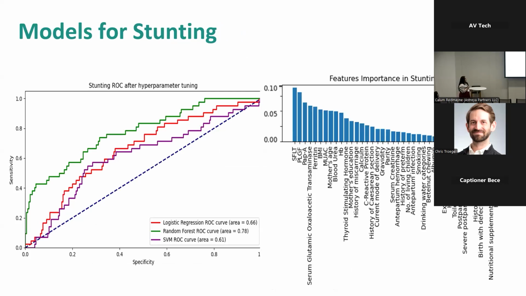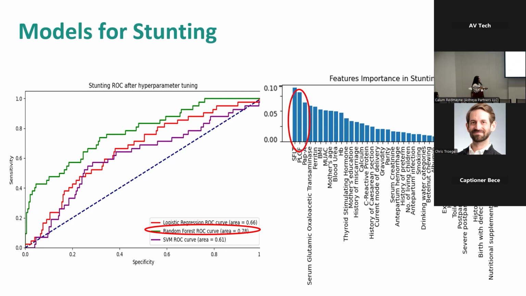So these are the models for stunting. On your right-hand side, you can see the feature importance plot. And then on the left-hand side, we have the sensitivity and specificity plot as well. From here, we can see that the random forest ROC curve has an area under the curve of about 0.87, the logistic regression 0.66, and the SVM ROC curve about 0.61. So clearly the random forest model is outperforming all of the other models.